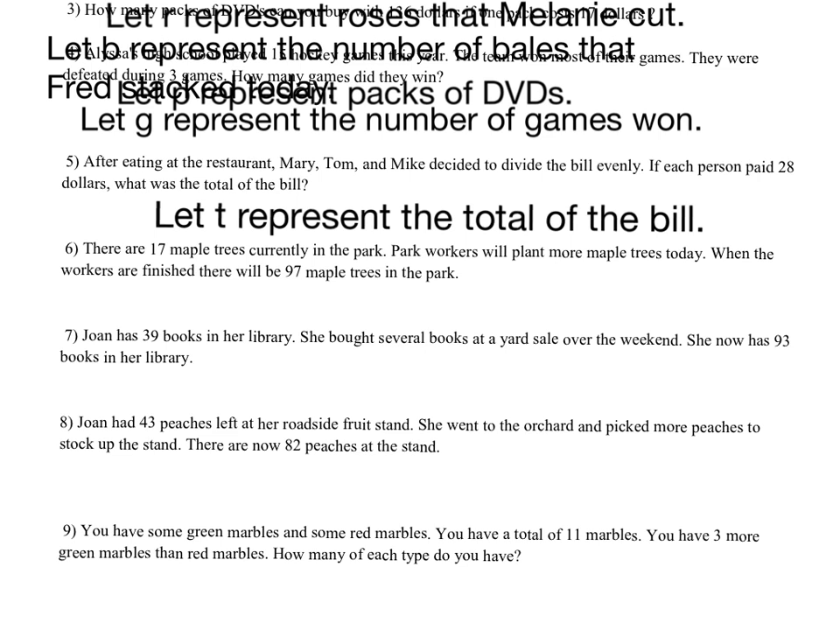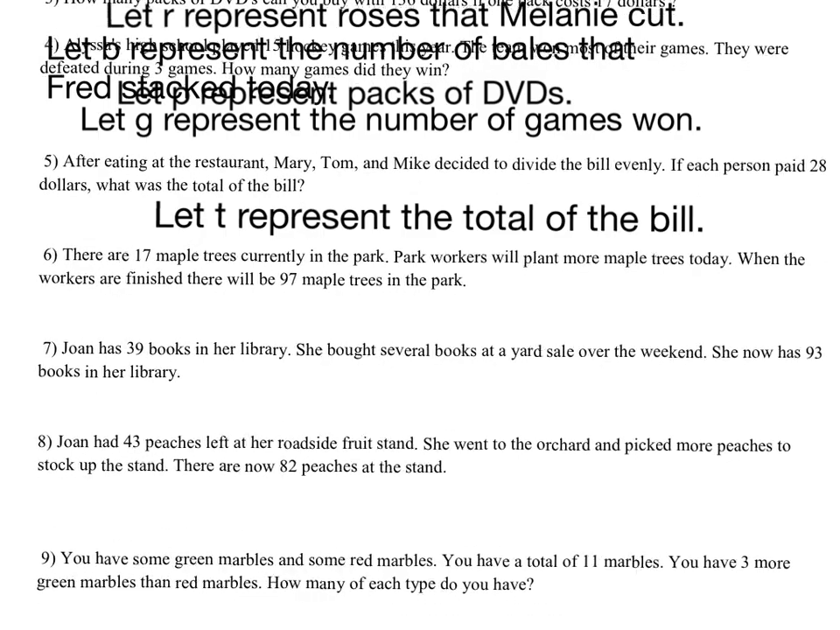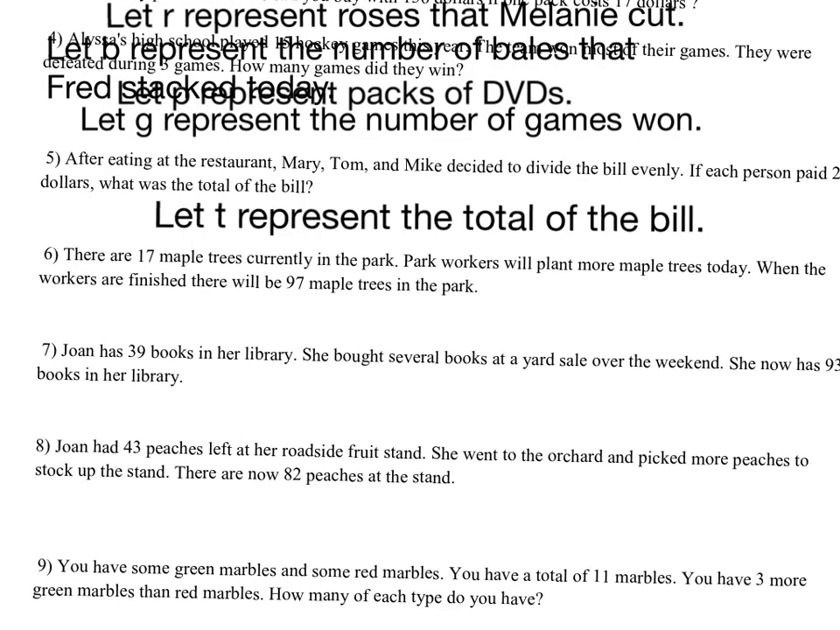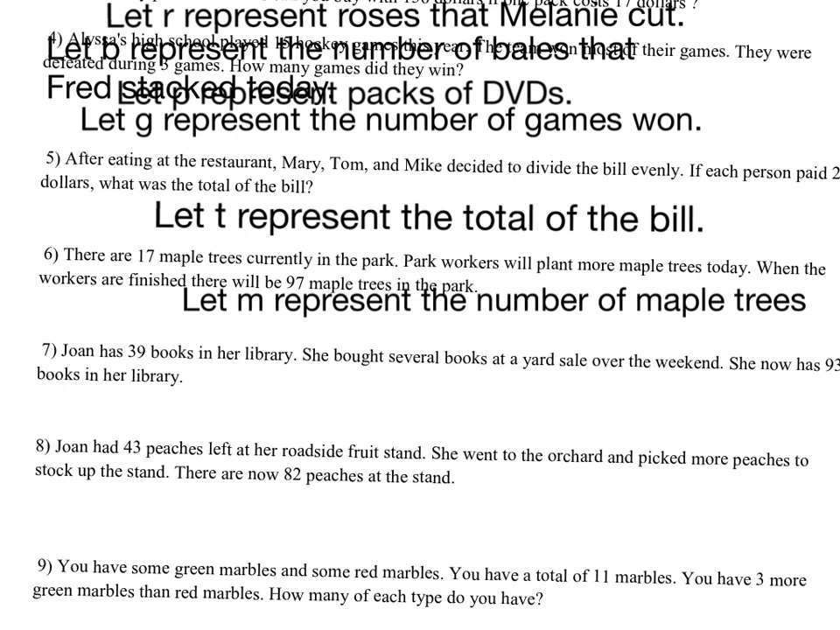Number 6, there are 17 maple trees currently in the park. Park workers will plant more maple trees today. When the workers are finished, there will be 97 maple trees in the park. So we are trying to figure out, even though it doesn't have a question here, what we could figure out is how many maple trees they're going to plant. So let M represent the number of maple trees planted today.